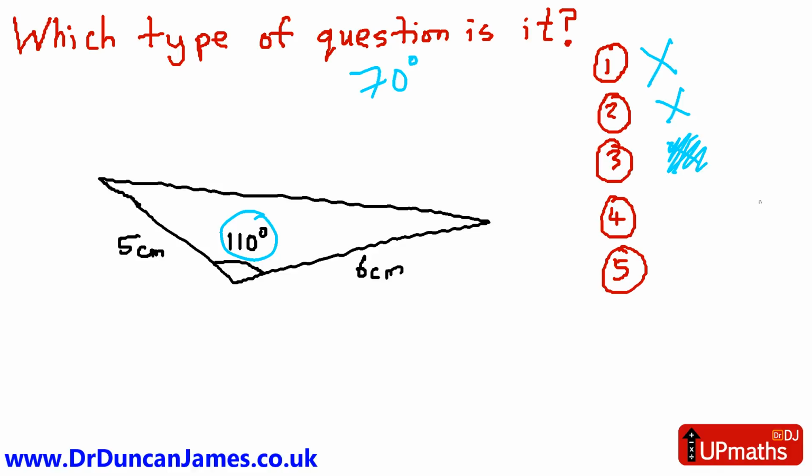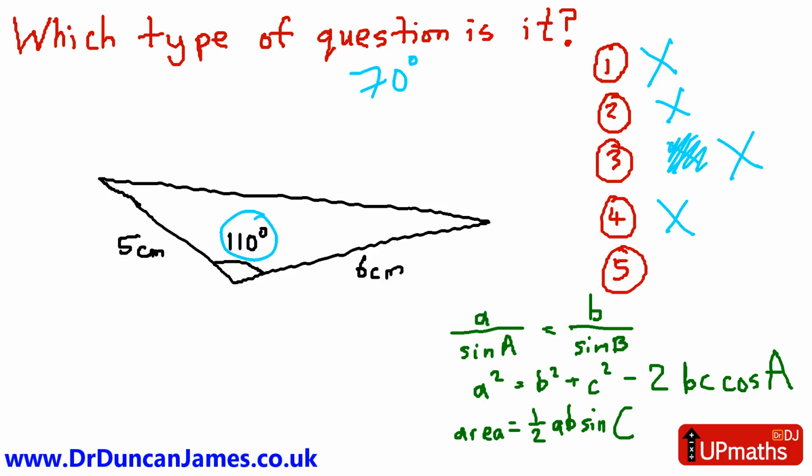Always doing that. Number 3 is similar triangles. Is it similar triangles? No, it's not. There's only one. Is it right angled? Now it's not right angled. Okay, which means it's going to have to be one of the remaining ones, probably using one of these three standard equations.